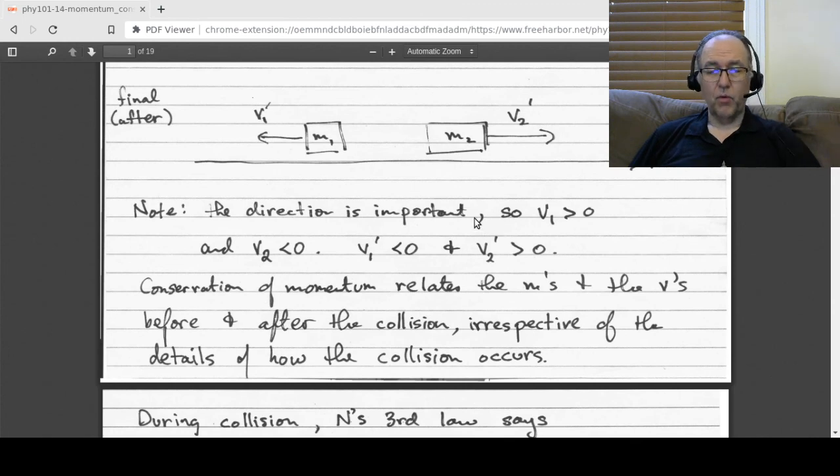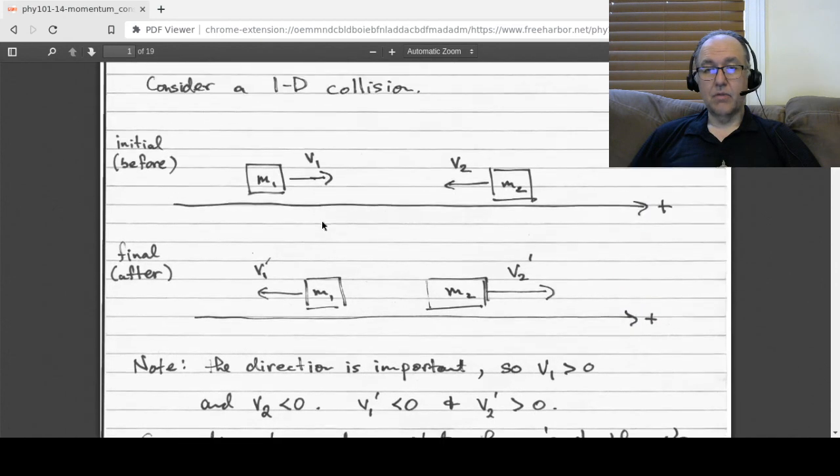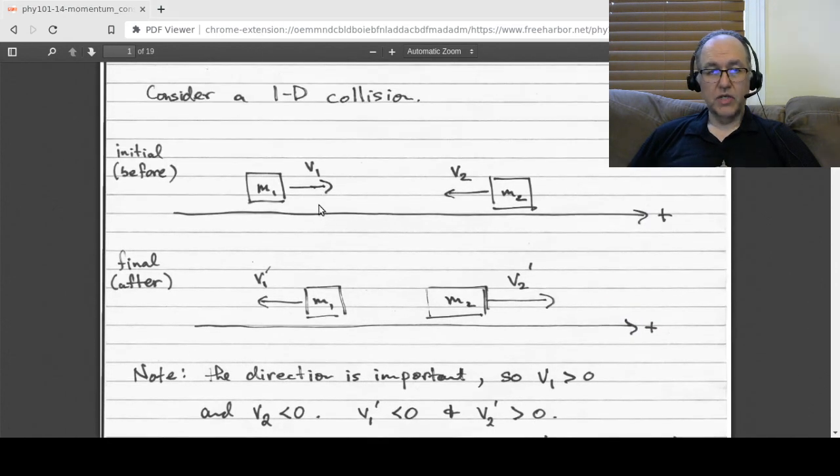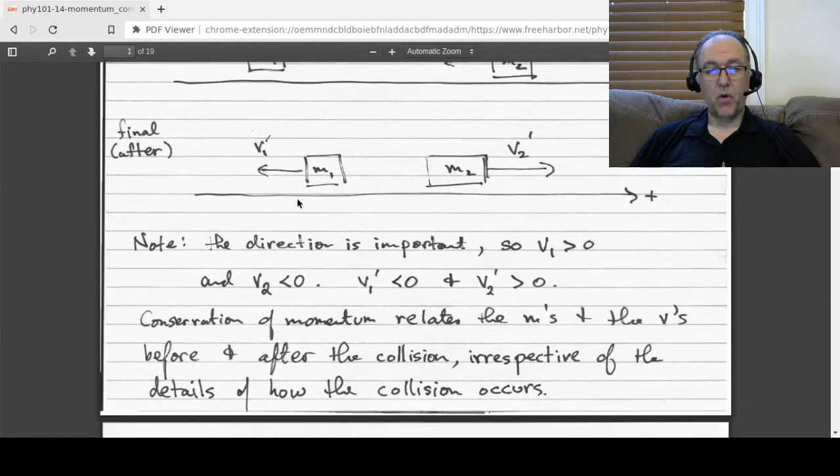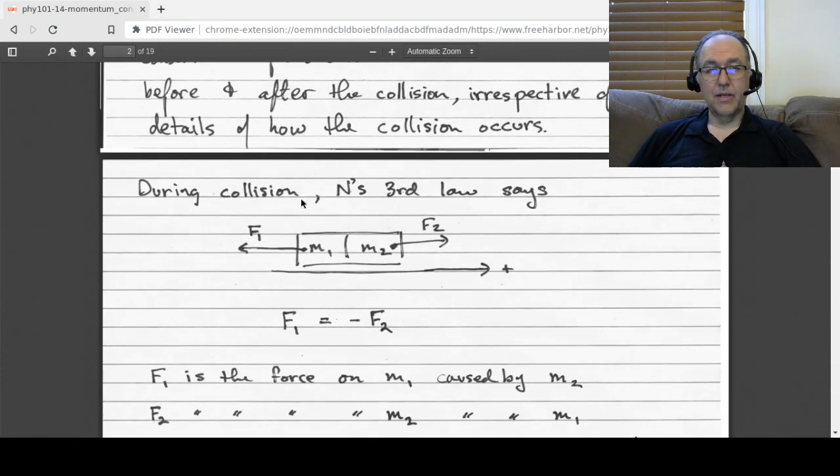Well, one thing before I do though, I should point out very clearly that the direction here is important. So take a look at that V1. That V1 is positive, okay, and that V2 is negative. And then after the collision, V1 primed is negative and V2 primed is positive. If you get the signs wrong on these problems, you'll get totally the wrong answer. Okay, so we got to be very careful about that. All right, now we can begin.